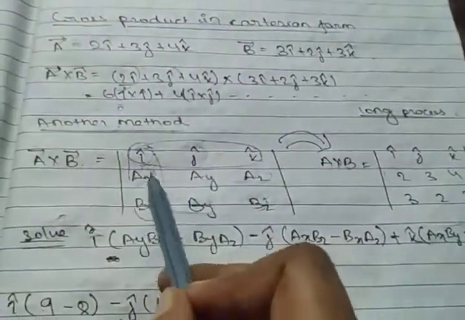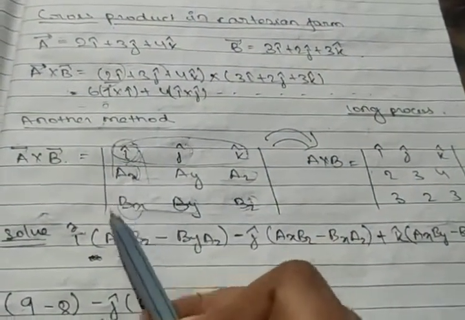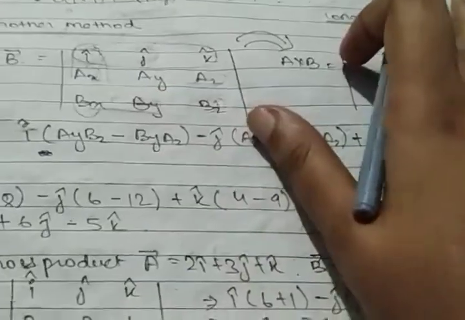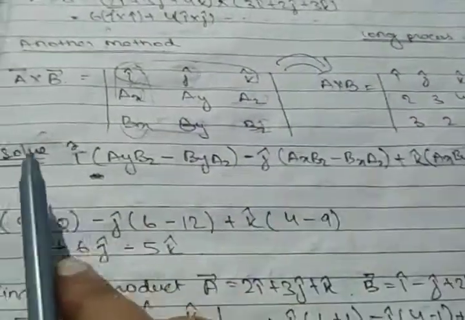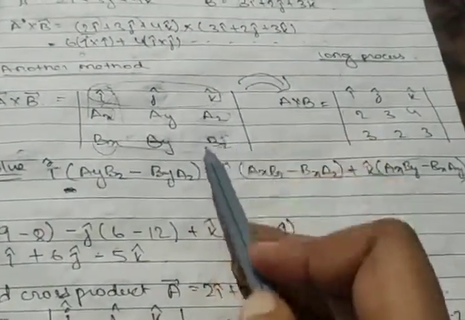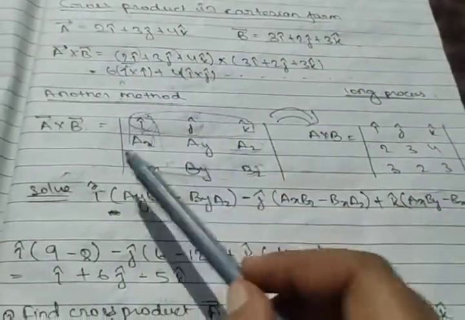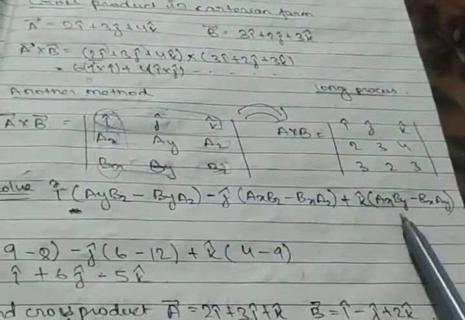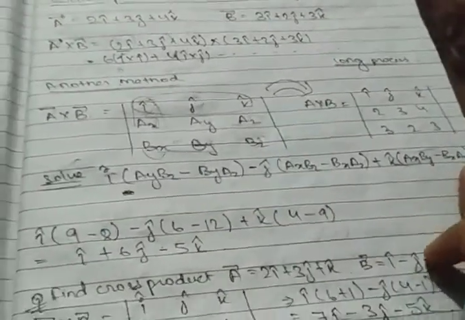AxBz minus BxAz. Then we'll come to k. So again we'll take positive. One positive, other negative, again positive. Positive, negative, positive. k. Now we will leave this row and this column. So how much are we getting? AxBy minus BxAy. Okay, very easy to solve.